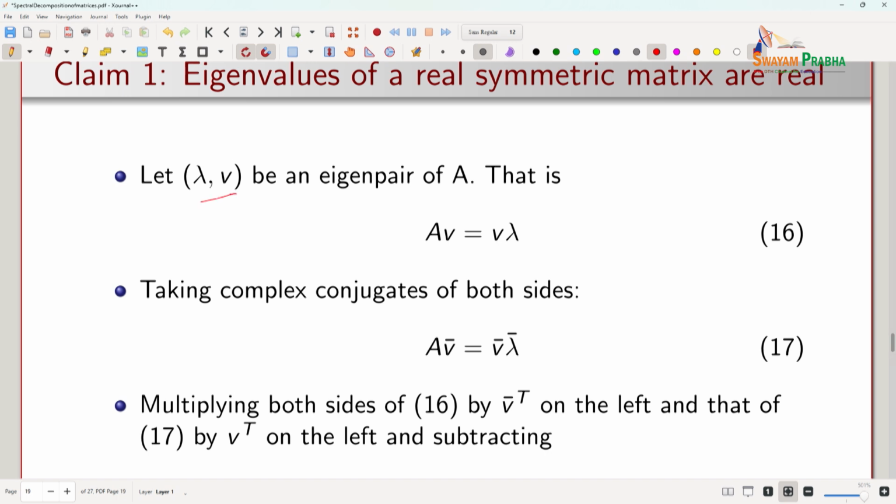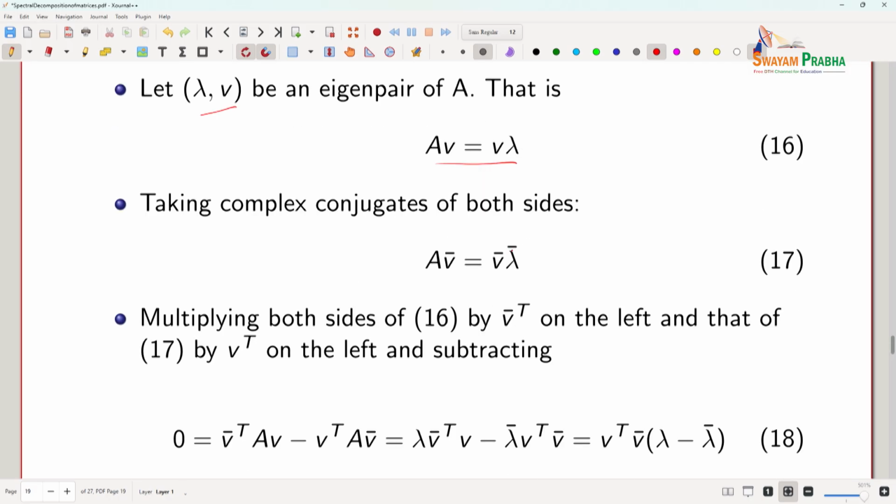Let lambda, v be an eigenpair of A, that means Av is equal to v lambda. I want to show things are real, so I am going to pretend it may be complex. If it is complex, I should be able to take complex conjugates of both sides. I know A is a real matrix, lambda is an eigenvalue, v is an eigenvector, both could be complex. So, let v bar and lambda bar be the complex conjugates of v and lambda respectively. So, Av equals v lambda is one relation. The relation 17 is obtained by taking the complex conjugate of 16.